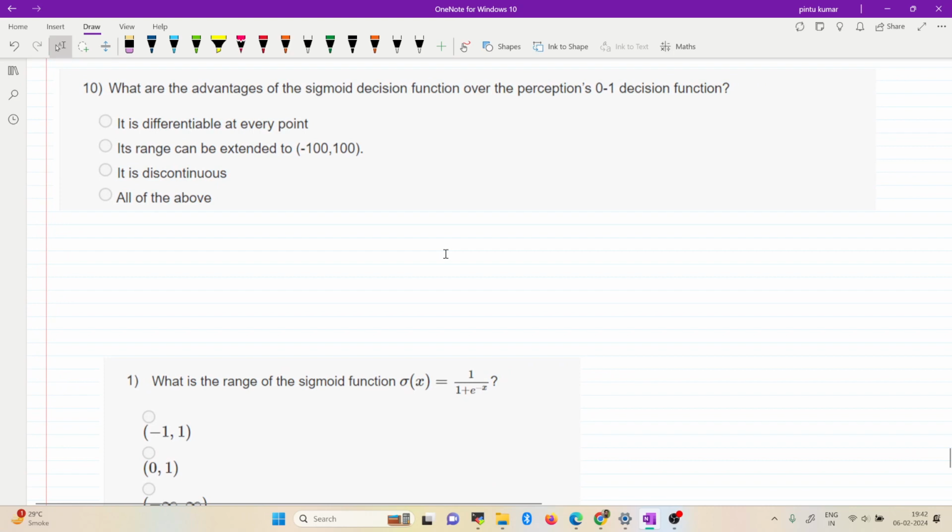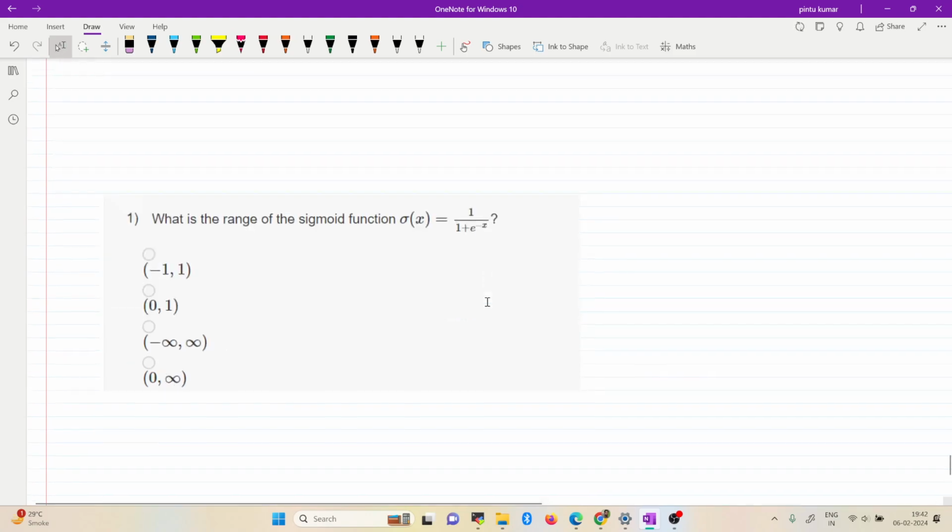So the question is, what are the advantages of the sigmoid decision function over the perceptron 0, 1 decision function? I mentioned that the sigmoid is continuous and differentiable at every point. So that's why this option is correct.